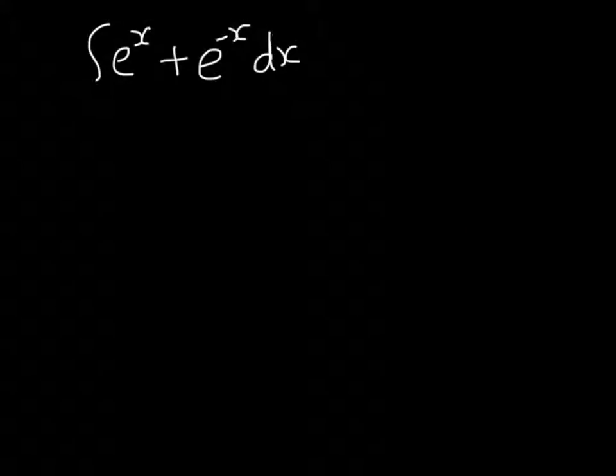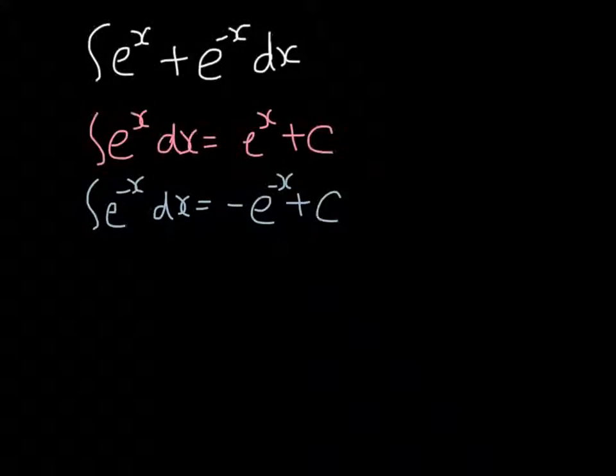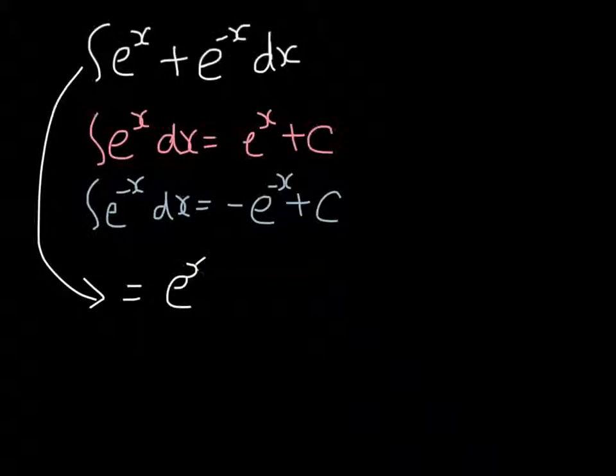Now in this example, this is just to remind us that when you have the integral of e to the x dx, you just end up with e to the x again plus c. And so similarly, if you have the integral of e to the negative x dx, then you just add a negative sign in front and another plus c. So our answer for this is just e to the x minus e to the negative x plus c.